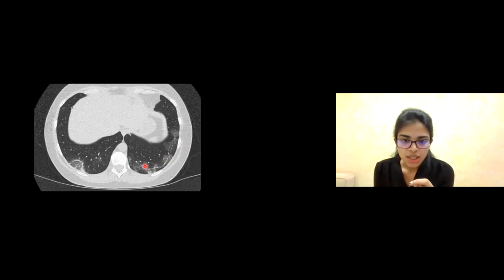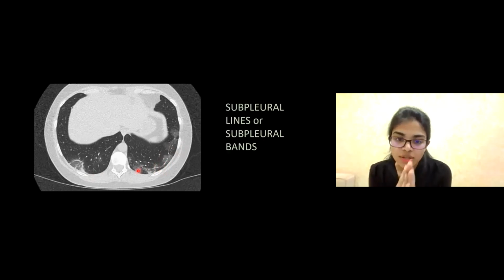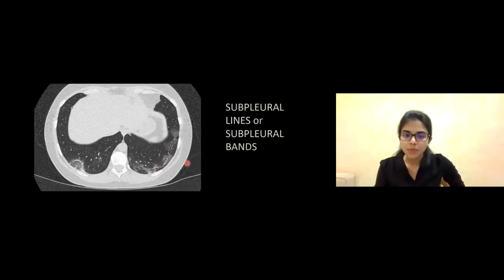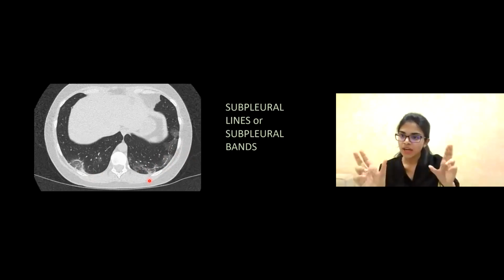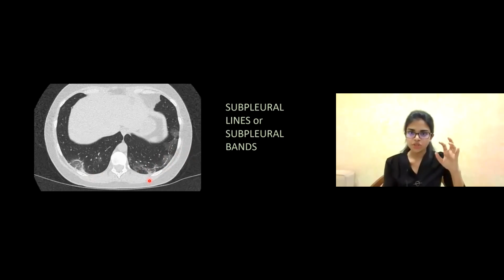If you can appreciate here, there is a thin curvilinear opacity that is parallel to and less than 1 centimeter from the pleura. This is called the subpleural line or the subpleural band. Again, this is supposed to be due to alveolar collapse. Earlier we called this subpleural fibrosis, but fibrosis is a misnomer because fibrosis refers to an irreversible change. These subpleural lines usually resolve by the end of 2 to 3 months. So this is also a late feature in COVID infection.